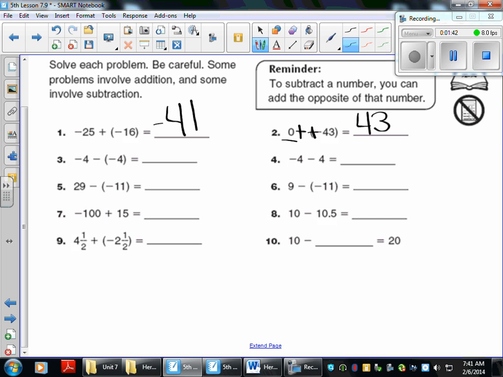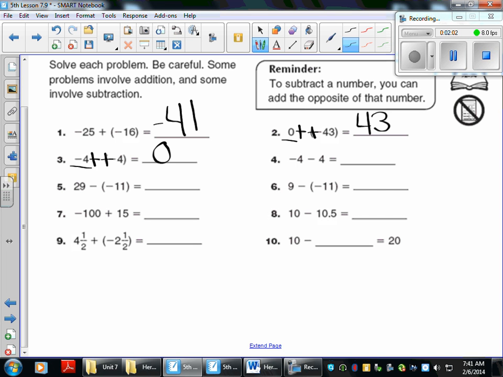For negative 4 minus negative 4, we're going to leave that negative 4. We have to change subtraction to an addition, and change the negative 4 into a positive 4. Negative 4 plus a positive 4 gives me 0.